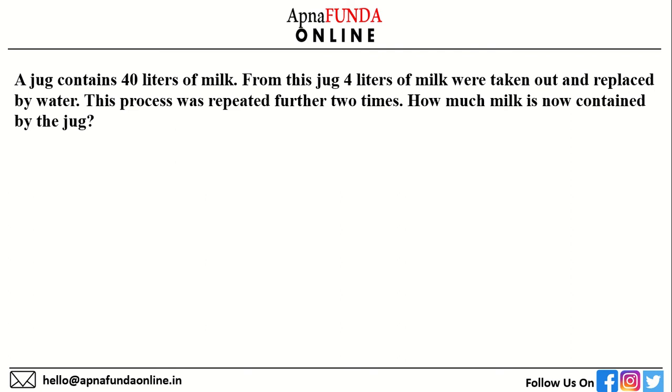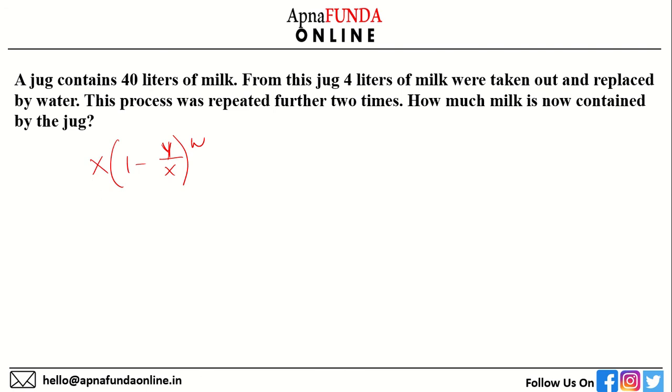So the formula was x into (1 minus y by x) to the power n, where x is the initial solution, y is the number of liters which is replaced or taken out, and n is the number of times the process is repeated.